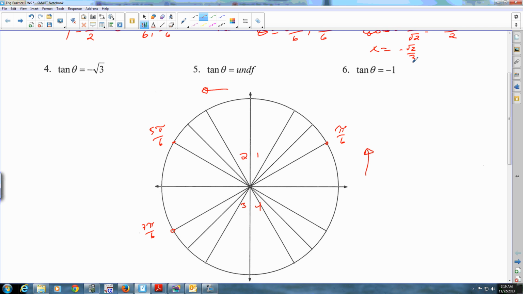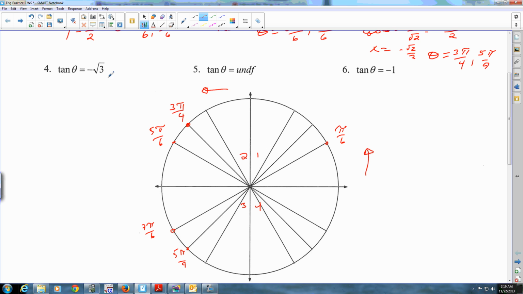Cosine negative square root of 2 over 2, that has to do with 45 degrees. So you're here and here, which is going to be 3 pi over 4, and this would be 5 pi over 4. So theta is equal to 3 pi over 4 and 5 pi over 4 would be your two angles.